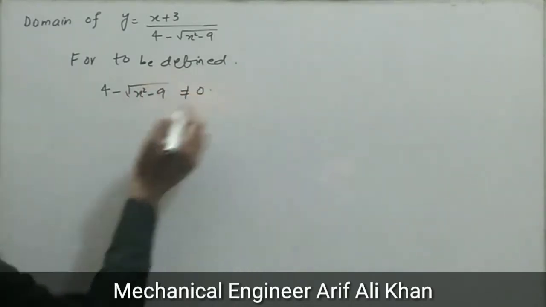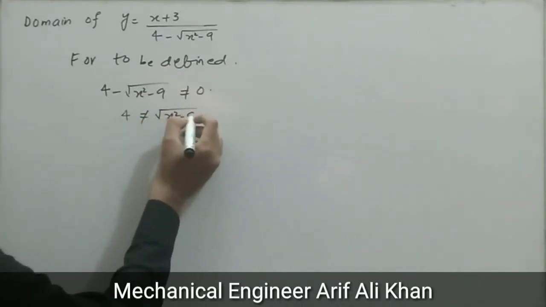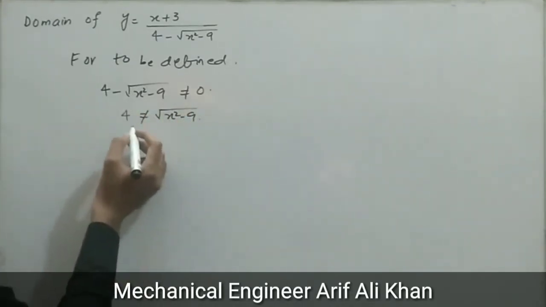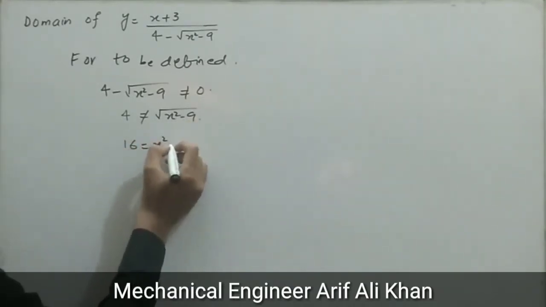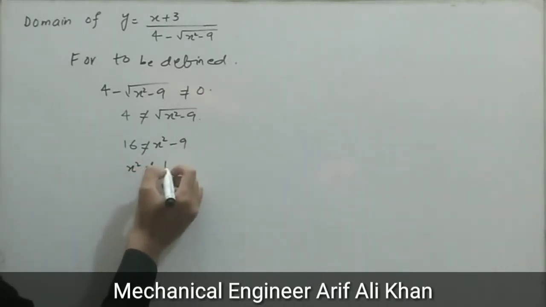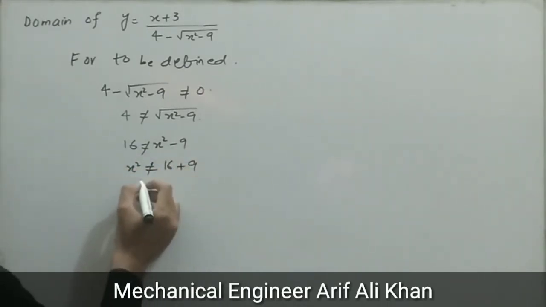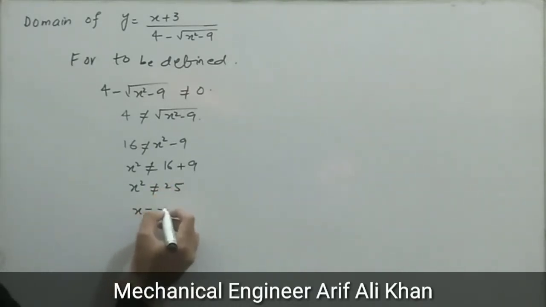Shift this term to the right hand side, it becomes 4 should not be equal to square root of x square minus 9. Now take square on both sides. On this side we are left with 16 and on this side x square minus 9. Shift minus 9 to this side, it becomes x square should not be equal to 16 plus 9. So x square should not be equal to 25, which means the value of x should not be equal to plus minus 5.